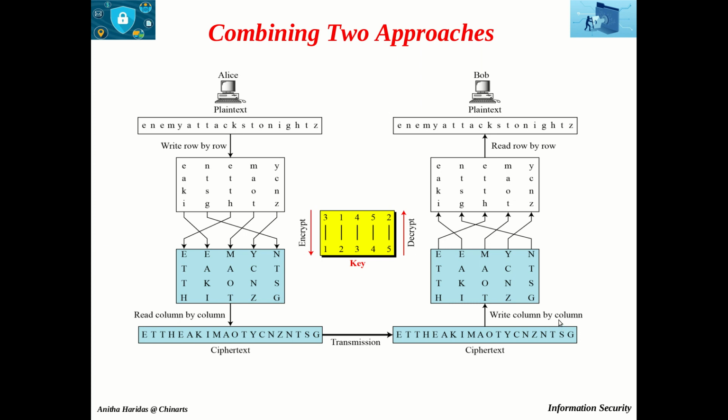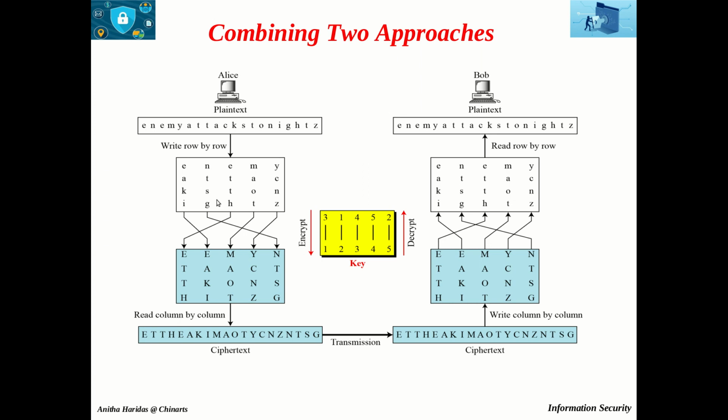Then after writing it column by column, decrypt it using the permutation key in the reverse order again. Then once it has been reordered, here you are reading column by column. So the reverse order is reading row by row, which will produce the plain text. So this gives more security for the data transmission.